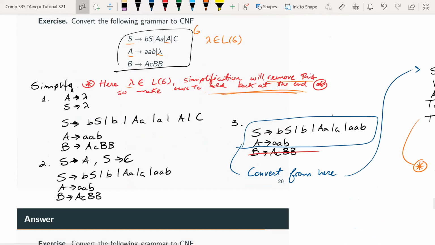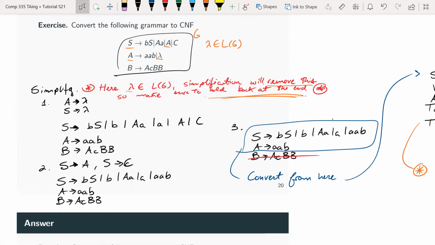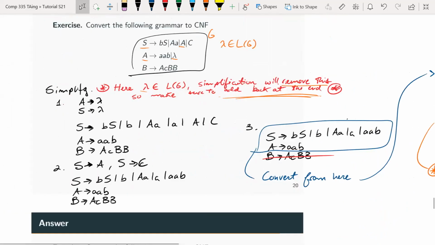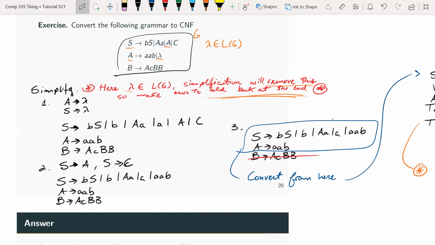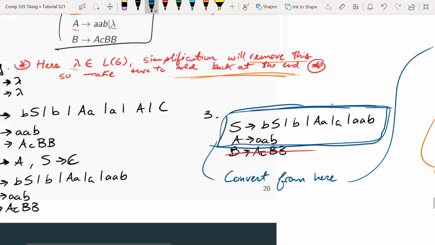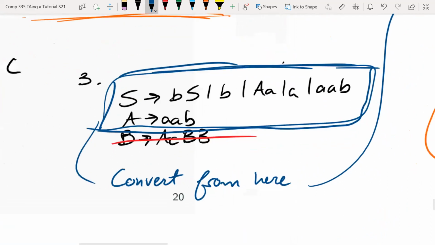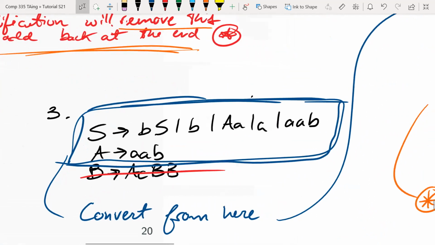So here I simplified it, I removed unit productions, I removed useless productions. And so now this grammar in blue is the one for which we need to apply the Chomsky normal form conversion algorithm. So let me zoom in on it. So this is the grammar. I'll give you a minute to convert this to CNF, and then we'll look at it together.